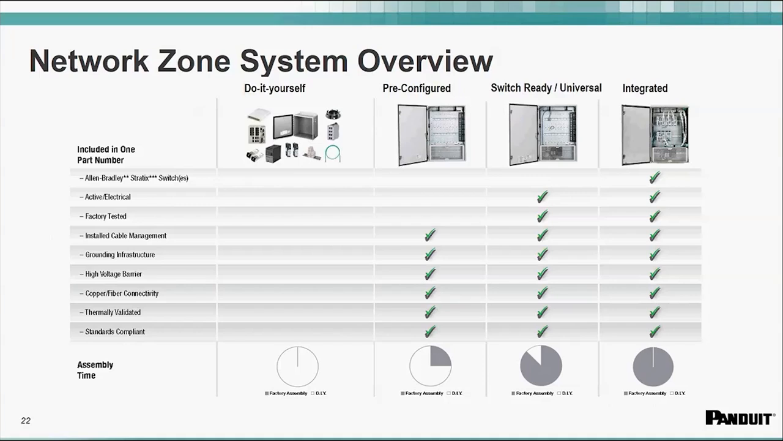In general, a do-it-yourself approach, although it seems to be low cost, runs the risk of not getting it right and taking shortcuts. The pre-configured option ensures you have the parts you need, but assembly and testing are still required. The switch-ready option for Allen Bradley deployments and universal for other switches is a proven system ready for a switch. The option integrated with an Allen Bradley Stratix switch is factory tested and ready for deployment, having the least risk for deployment.